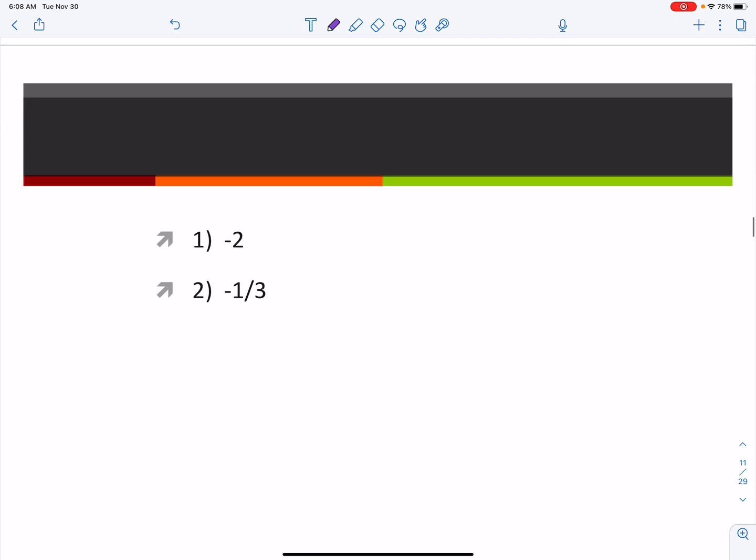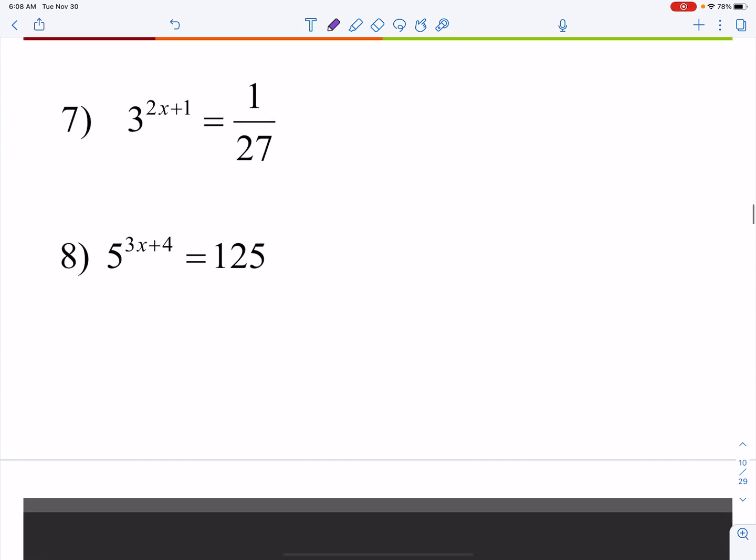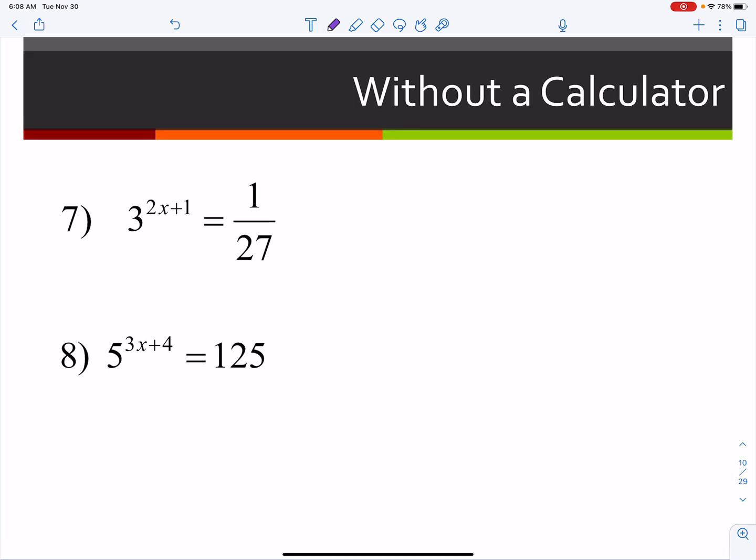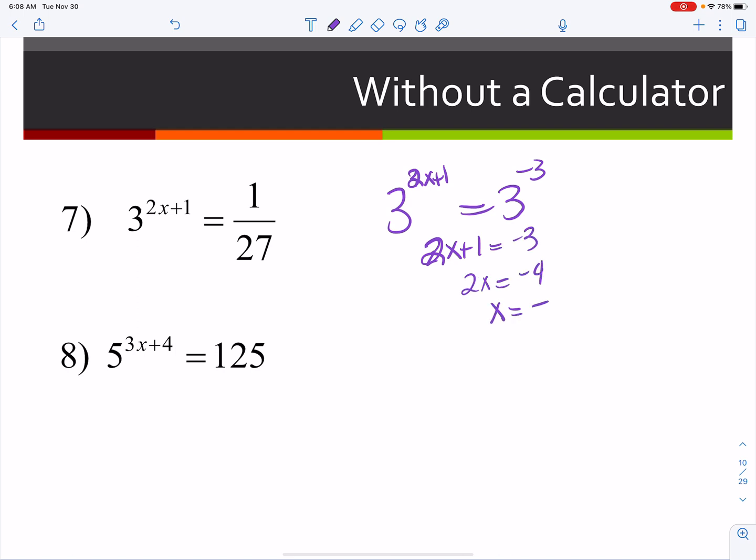Okay, the answer on number 7 is negative 2. The answer on number 8 is a negative 1/3. So if you got those right, you can fast forward through my talking and go to the next ones. But if you didn't, I'm going to work through them. So this is 2x plus 1. So now my bases are the same. So I'd subtract 1 and divide by 2, and that is my answer. And then on this one, I would rewrite with the same bases.